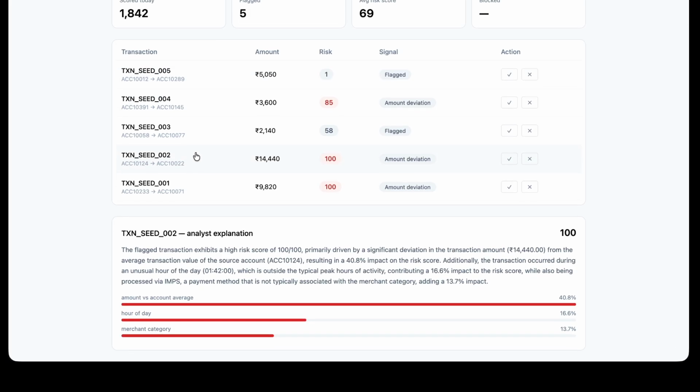This is where VeriScore is different from every other fraud demo you will see today. Most systems give you a number, we give you a reason. The panel below shows a SHAP driven explanation. SHAP stands for Shapley Additive Explanations, a game theory concept applied to machine learning. It tells us exactly what features drove the score, and what percentage contribution. In this case, the amount is 8.4 times the account's typical transfer.